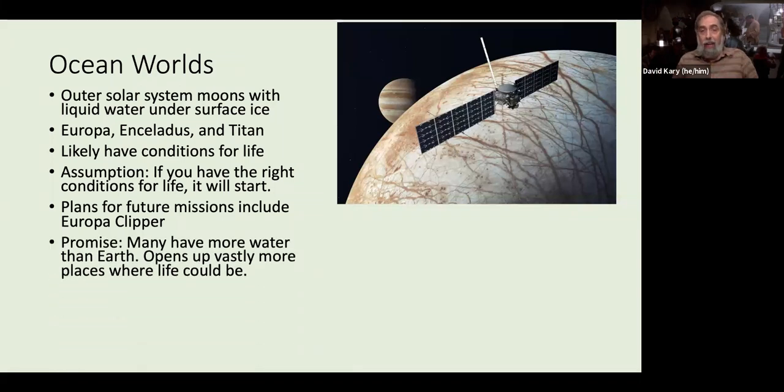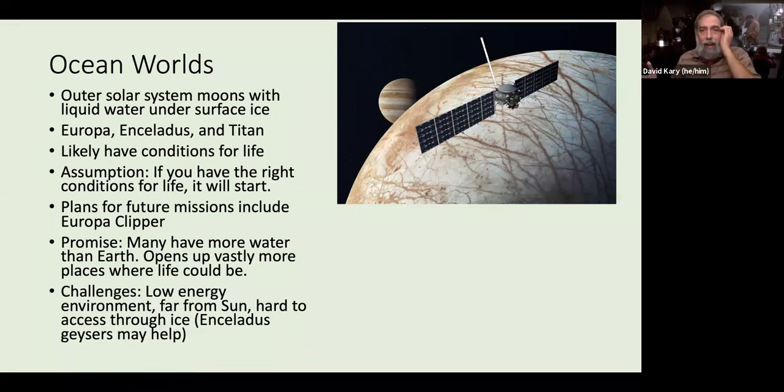The promise is, there's a lot more water than the Earth. If you can have life around the moon of a Jovian planet, then suddenly you could have life in so many more places. You don't have to be stuck in a habitable zone terrestrial planet. You get many, many more worlds to play with here for life to get started.